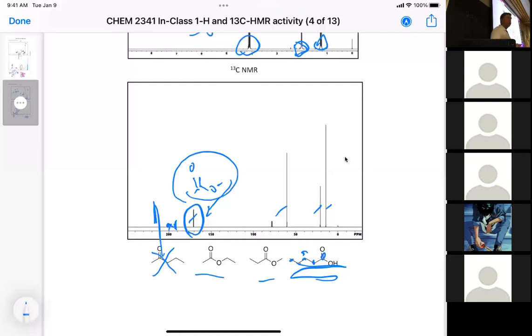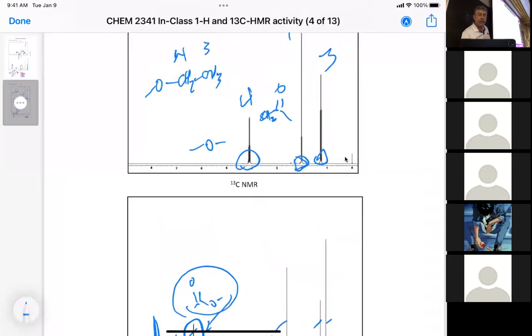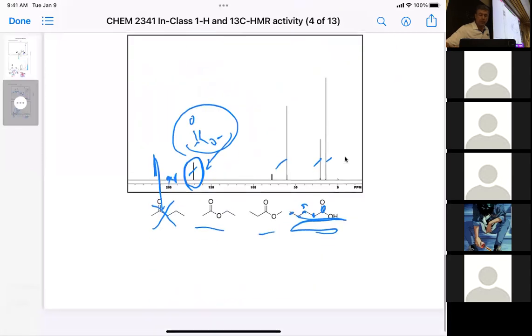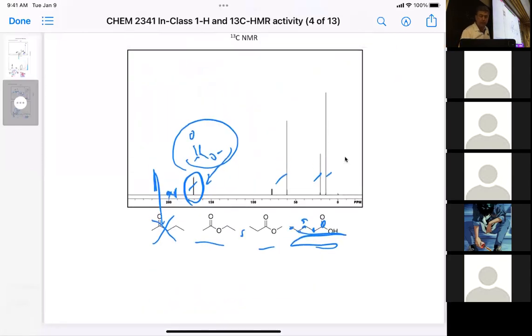Well, let's go back to our proton, because in our proton, we had signals that had a 4 splitting and a 3 splitting, so they have to be together, right? So we're looking for something that is a methyl group all by itself on the other side of the carbonyl. So let's look at our choices again. Right here, we have an ethyl group and this one. Okay, but that wouldn't give us the right peak.